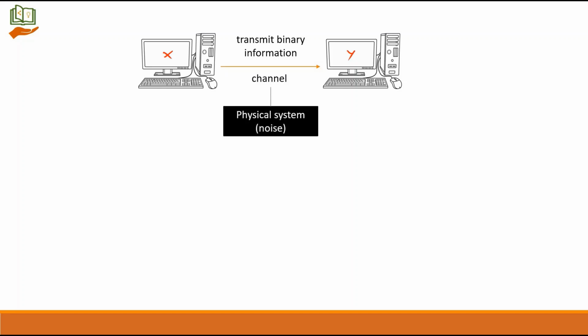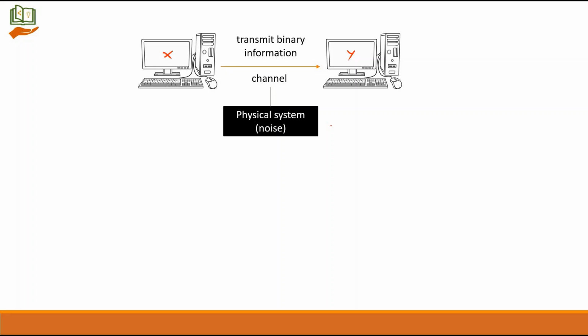There are two systems. When there is a transfer of information between these two systems, it happens in binary form. Let's take this to be system X and this to be system Y. And there is a channel involved in it. This channel is a physical system. In the sense, it can be any cable or any other new technology that is actually transmitting information. Physical systems will always have some noise associated with them.